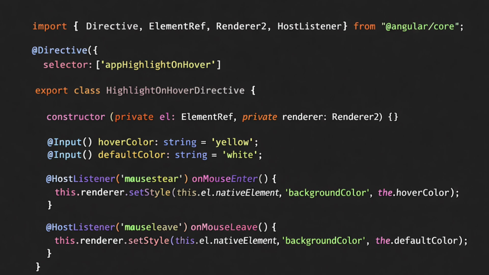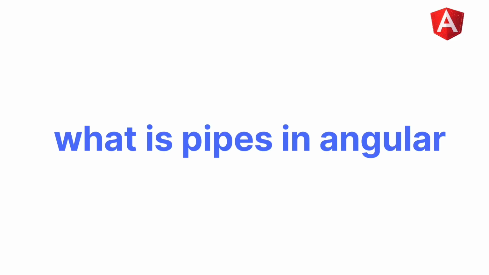What are pipes? And how many types of pipe are available? Yeah, pipe is basically used to transform the data. It will not actually change the data. We have pure and impure pipes. A pure pipe changes whenever the value changes. An impure pipe changes for every change detection, so it is basically a dirty check.